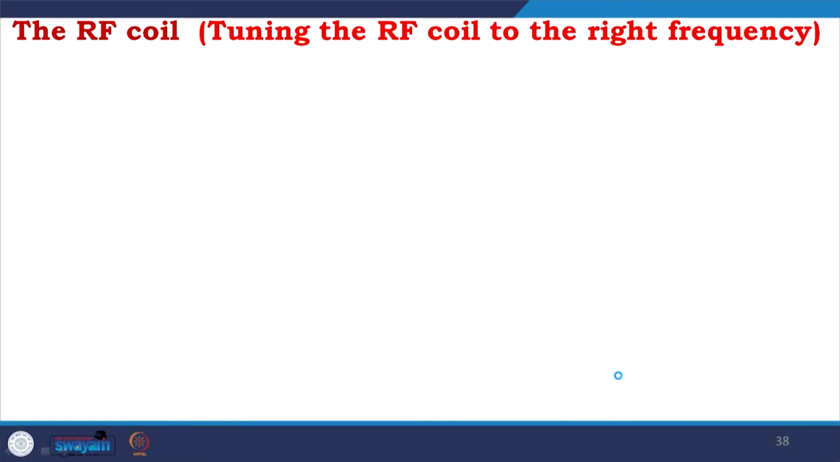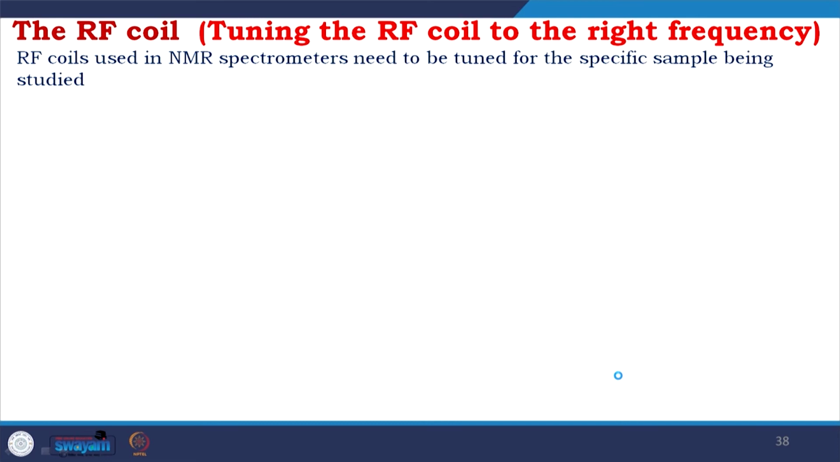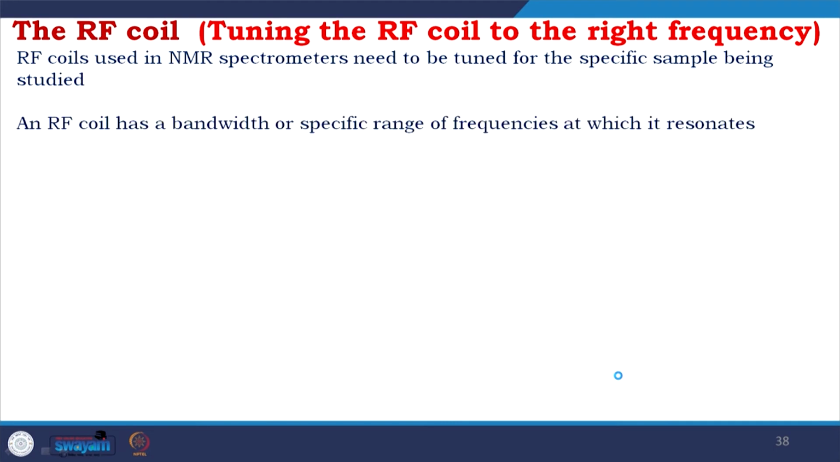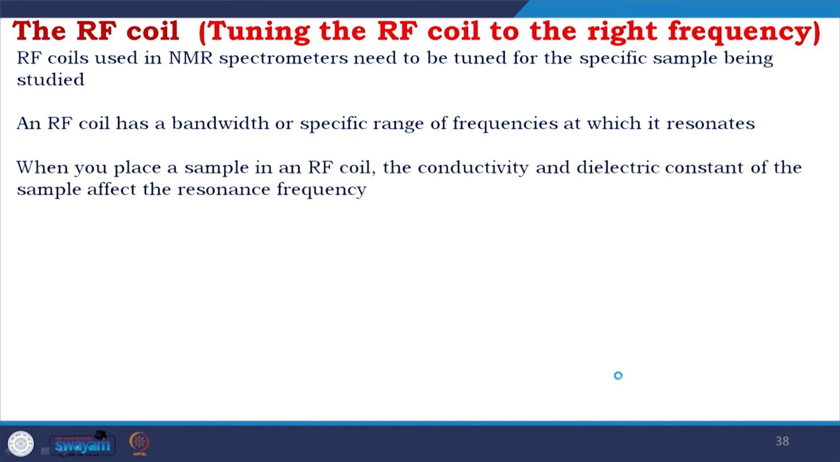The RF coil needs to be tuned to the right frequency. The RF or radio frequency coils used in NMR spectrometers need to be tuned for the specific sample being studied. An RF coil has a bandwidth, or specific range of frequencies, at which it resonates, where the resonance happens.